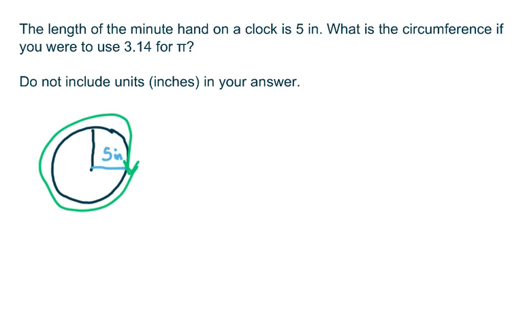So we have a couple of options to find circumference, but I noticed when I look at the picture that the description of the minute hand means that I've been given the radius. So the radius is 5 inches. Because I've been given the radius, I think I'm going to use the formula C equals 2 pi r. And that way I can just be really efficient and put in the numbers that I was given.